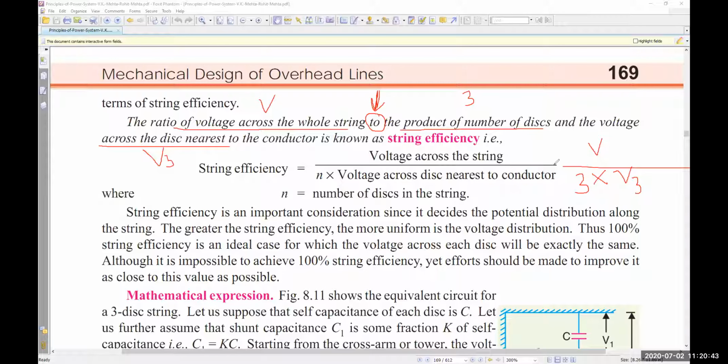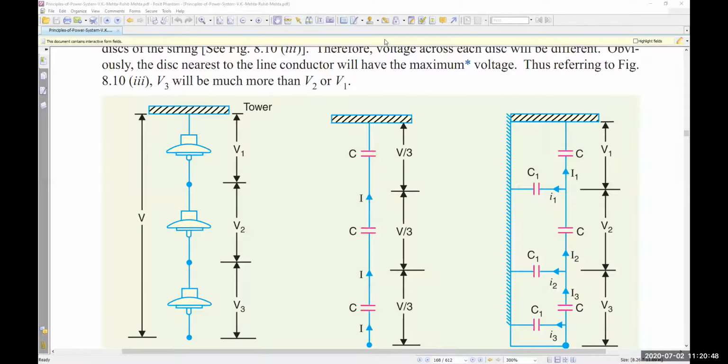So previously, let's consider, if your conductors are having 9, 11, and 13 kilovolt, what is the efficiency? The upper one will be the total voltage, that means 33. The lower one is 3 into 13, right? So what is the answer? 0.846, that means 85. That means 0.85, that is 85%.